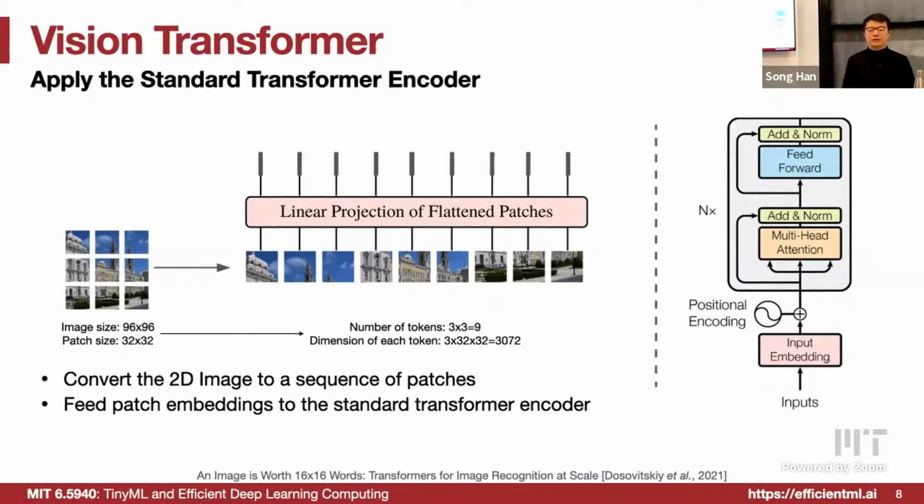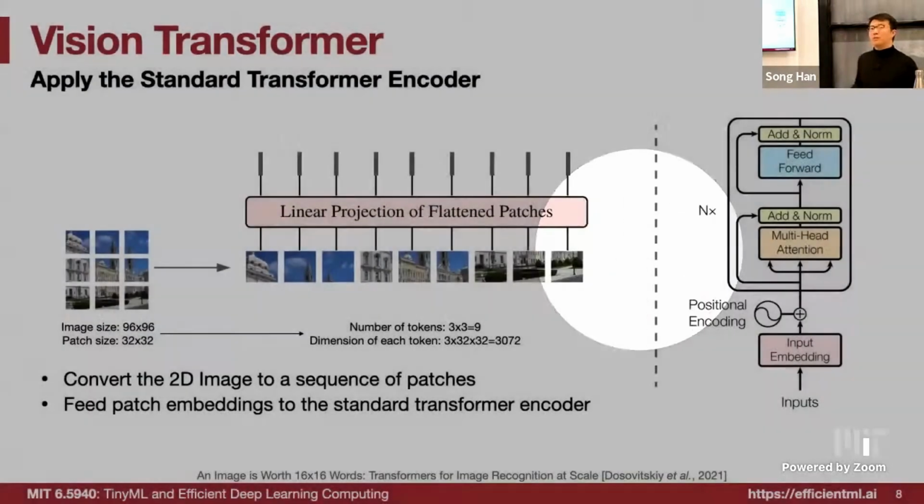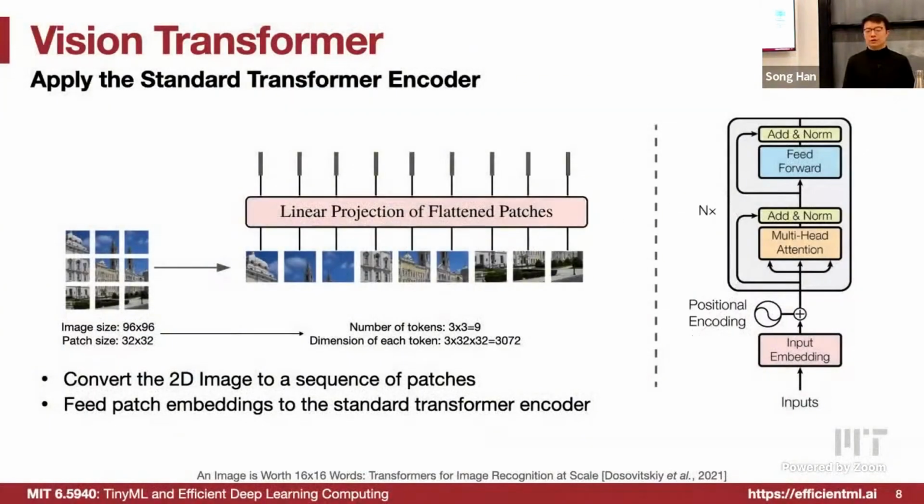And then we can apply the standard transformer architecture after applying the positional encodings. Otherwise, we don't know where the pixel comes from, so we need to apply the positional encodings. Then we can feed the patch embeddings to a standard transformer encoder, just like language.